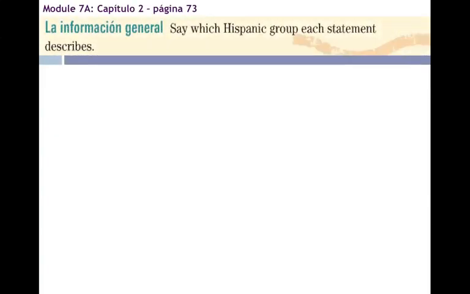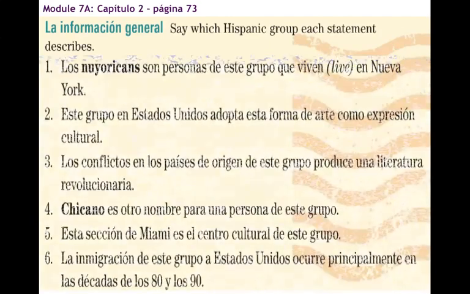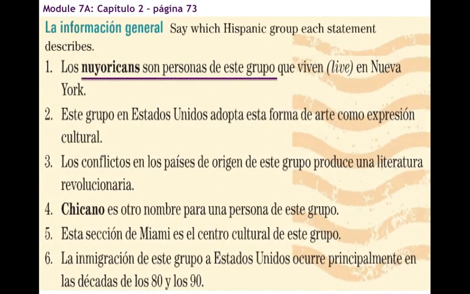La información general. At the end of esta sección, say which Hispanic group each statement describes. Número 1. Los Nuyorican son personas de este grupo. So you're going to learn about 5 different Spanish-speaking groups in the US and Canada. And which group do the Nuyorican represent? Viven en Nueva York. Número 2, este grupo en Estados Unidos adopta esta forma de arte como expresión cultural.